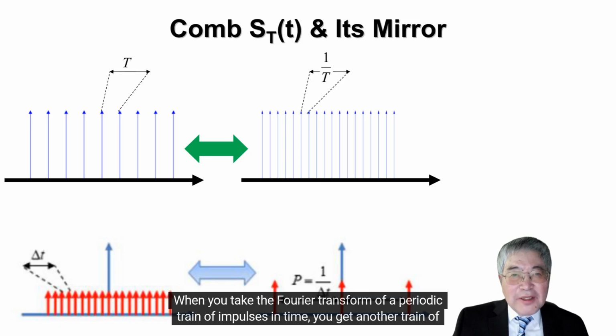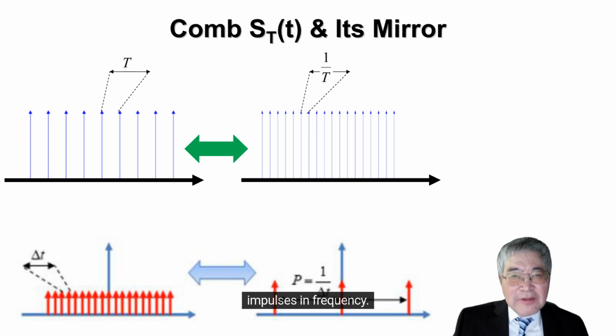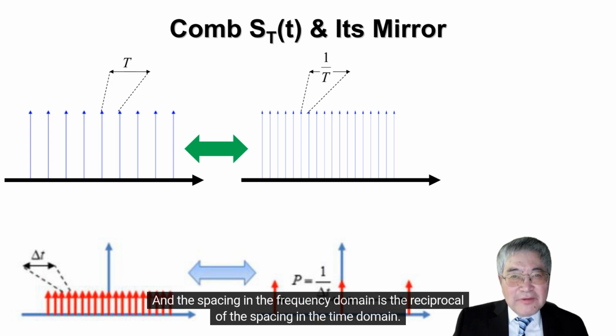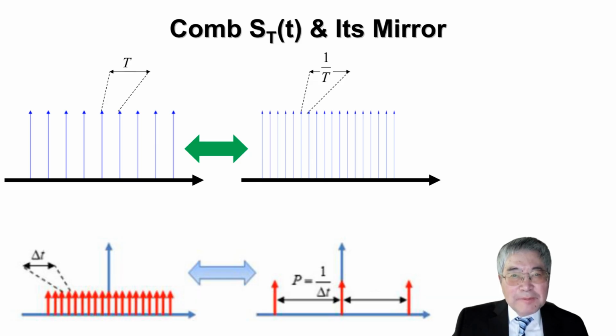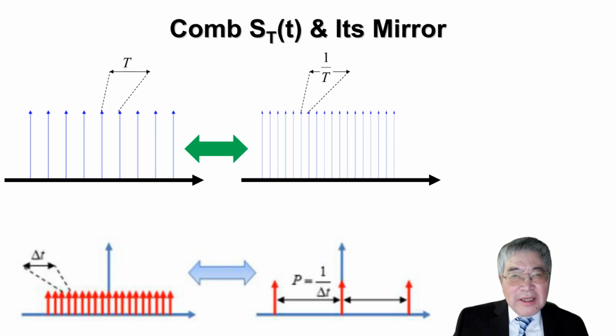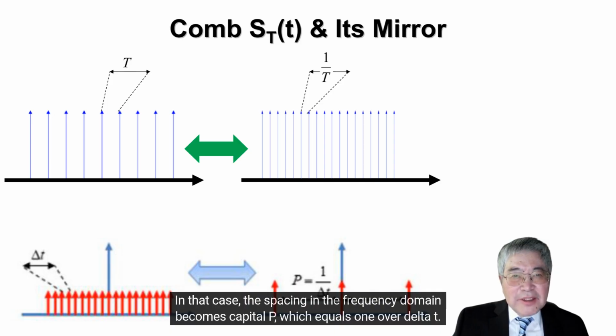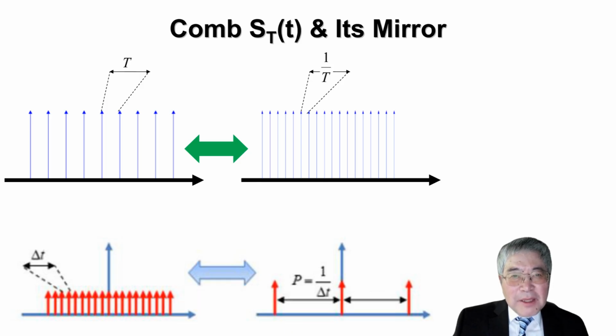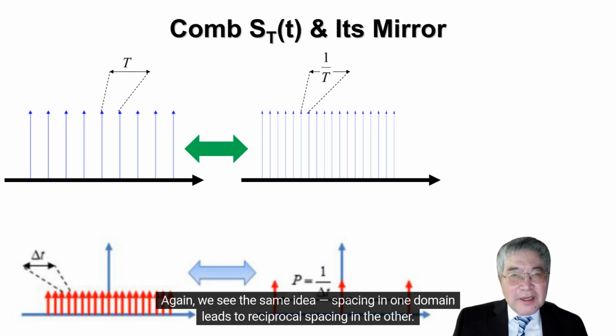When you take the Fourier transform of a periodic train of impulses in time, you get another train of impulses in frequency. And the spacing in the frequency domain is the reciprocal of the spacing in the time domain. Now let's look at the lower pair of plots. Here the red comb has impulses spaced by a small interval, delta t. In that case, the spacing in the frequency domain becomes capital P, which equals 1 over delta t. Again, we see the same idea. Spacing in one domain leads to reciprocal spacing in the other.